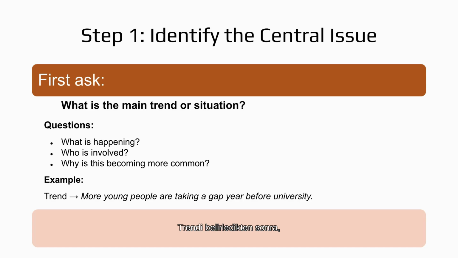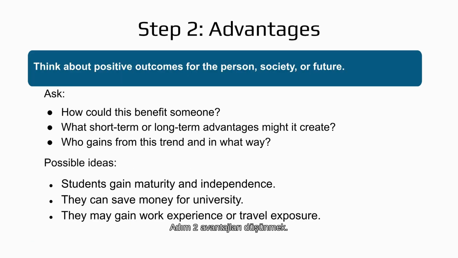Once you identify the trend, you can brainstorm advantages and disadvantages. Step 2 is brainstorming advantages. Think about positive outcomes for the person, society, or future. Possible ideas include gaining maturity, saving money, or getting work experience or travel exposure.